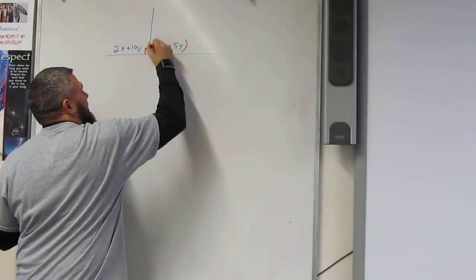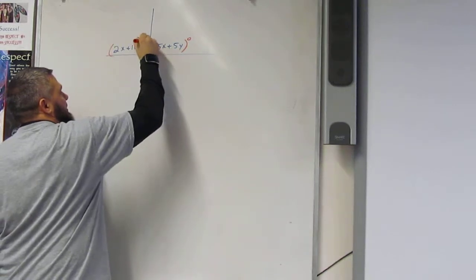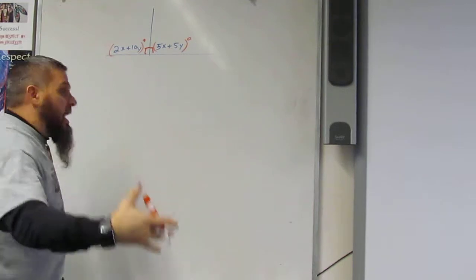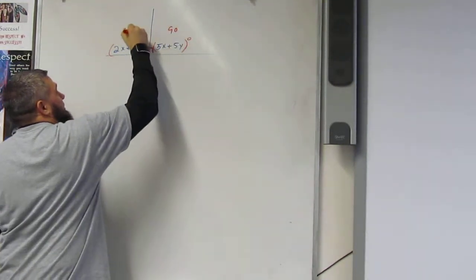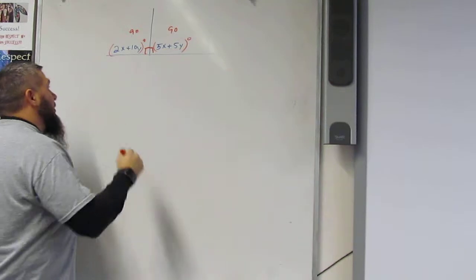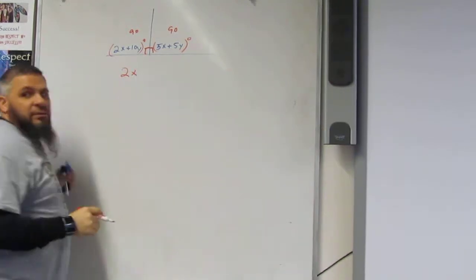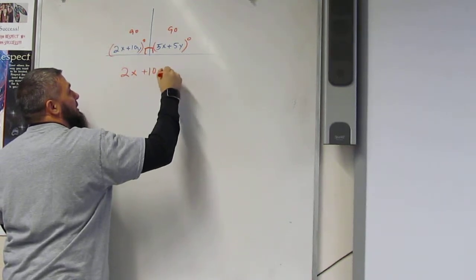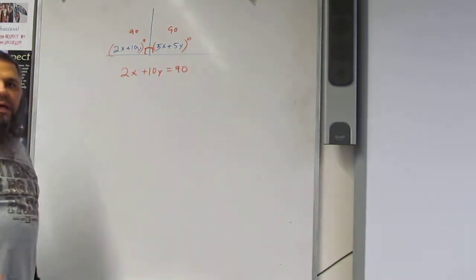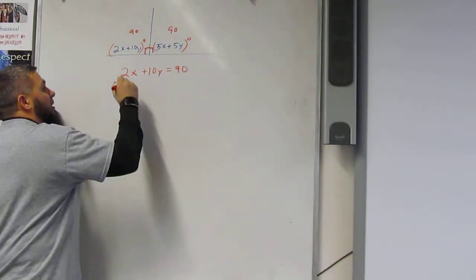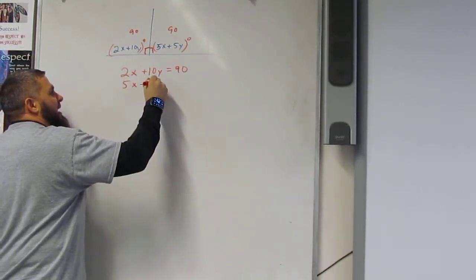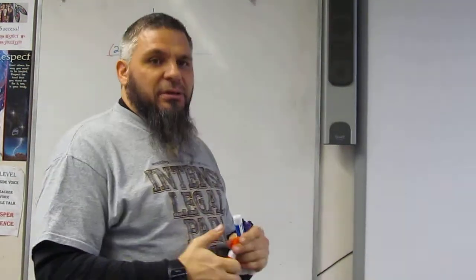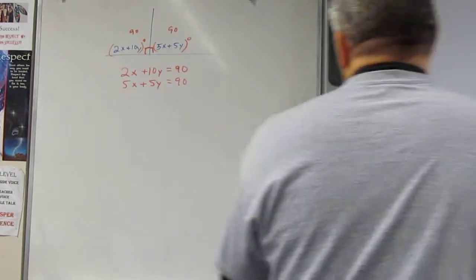Because remember, these, like you said, are parentheses, degrees, right? So how many, and somebody said 90. So this is 90, and this is 90, right? So basically, 2x plus 10y is equal to 90. And in the same aspect, 5x plus 5y is equal to 90. Correct? Now I'm going to show you the most fun I ever had in math.